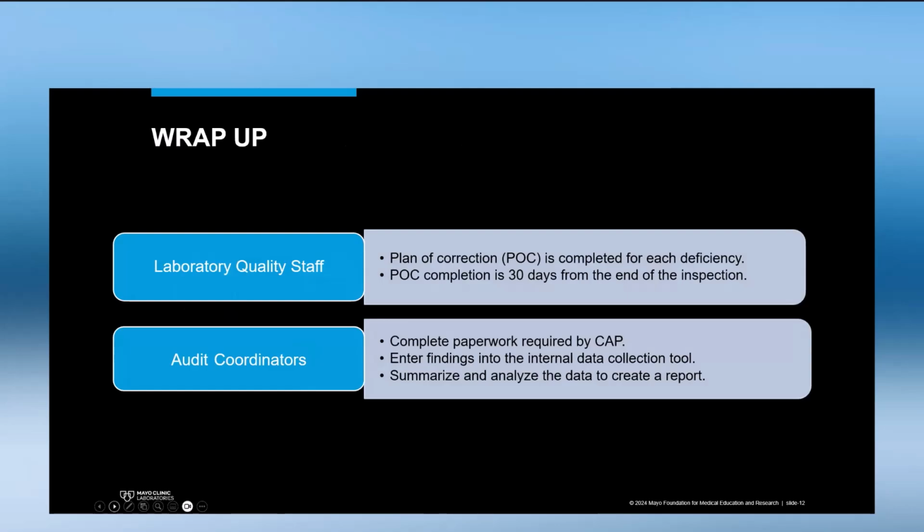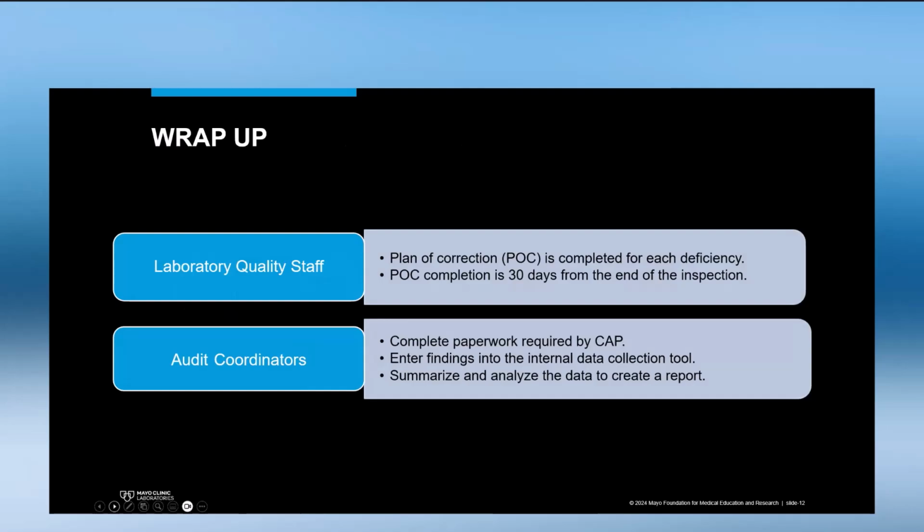Our laboratory quality staff are going to complete a plan of correction for each of the deficiencies. We set a goal to have those plans of correction completed within 30 days from the end of inspection. We understand that not all process improvements can be completed within 30 days, but we set that goal to try to get these closed as quickly as possible. And what are the audit coordinators doing to close up this inspection?